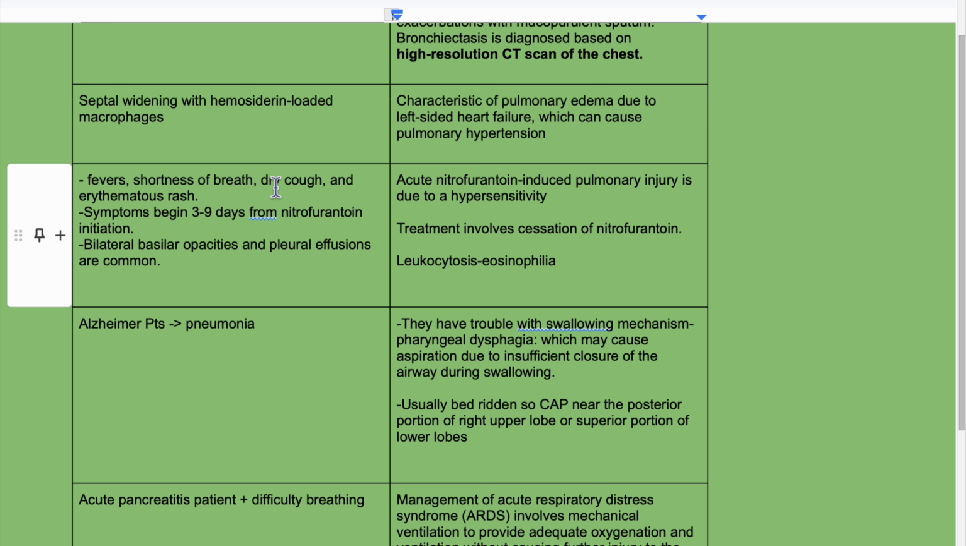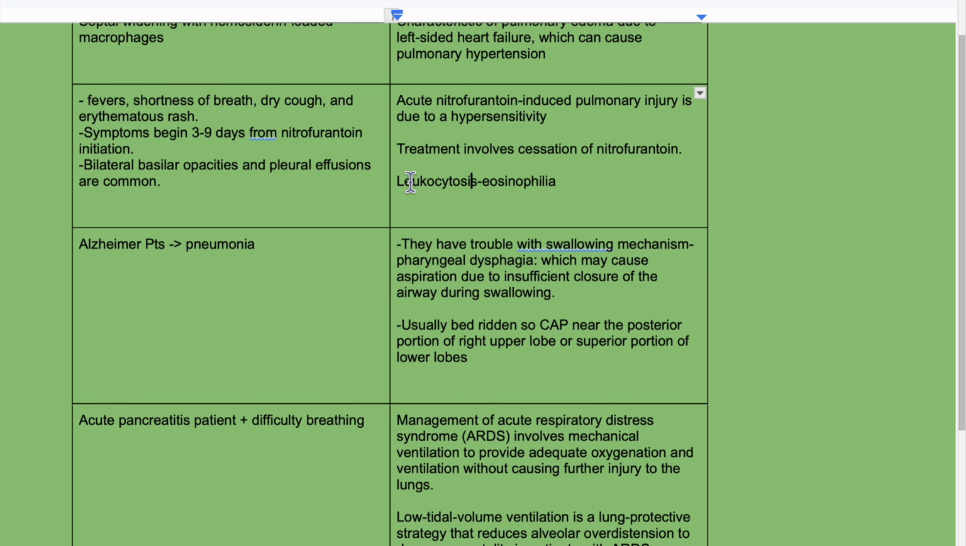You have fever, shortness of breath, dry cough, and erythematous rash. Symptoms begin 3 to 9 days from nitrofurantoin initiation. Bilateral basilar opacities and pleural effusions are common findings in this patient. So, acute nitrofurantoin induced pulmonary injury is due to hypersensitivity. Treatment involves cessation of nitrofurantoin. This is a UTI medication. Leukocytosis, eosinophilia. Okay. So you have leukocytosis, and this is due to eosinophilia.